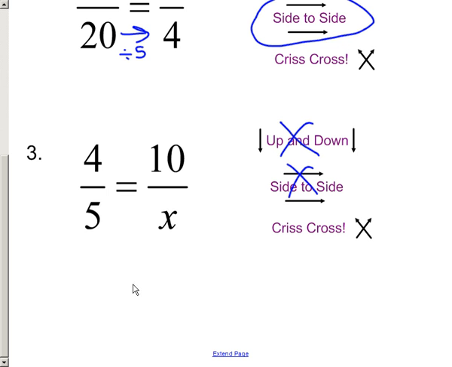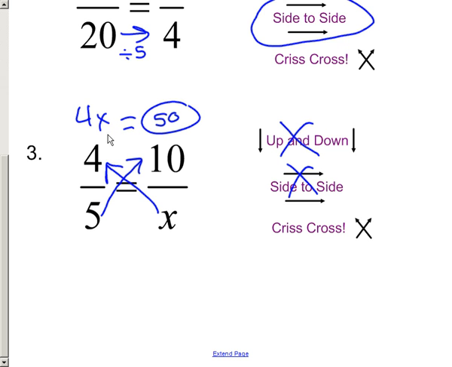So let's try our crisscross. Go ahead and do your cross products. 5 times 10, put your answer in the cloud, that's 50. If I want my ratios equal, I need my clouds equal. So x times 4 is 4x. Now we have an equation. Let's rewrite that so I have room to solve.